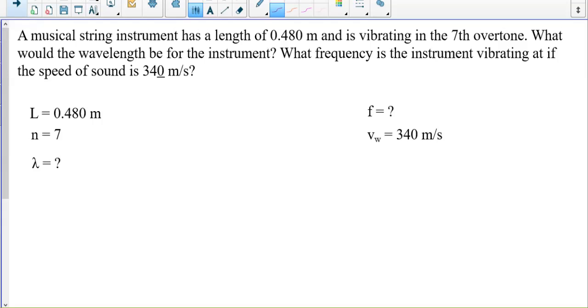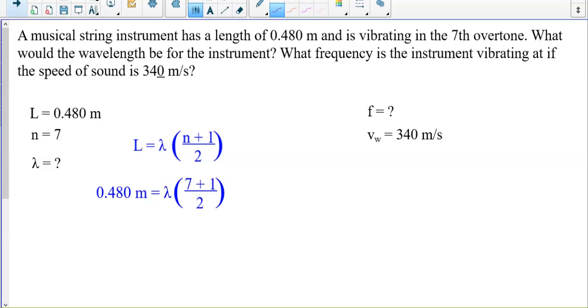Start off with our first part of the question. We know we have a vibrating string, so we'll use the vibrating string equation for resonance. So lambda multiplied by the overtone value plus 1, all divided by 2, should give us the length of the string. But in this case, we're looking for lambda. So we will just plug everything in and then just manipulate the equation after the fact. So 7 plus 1 is 8, divided by 2 is 4. So if I put that in play, then you just have to divide both sides by 4 and solve. So pretty straightforward. Then you would take your approximately 12 centimeters, but again, leave it in meters, and that's mainly because our speed of sound is in meters. So you want to make sure your units are the same.